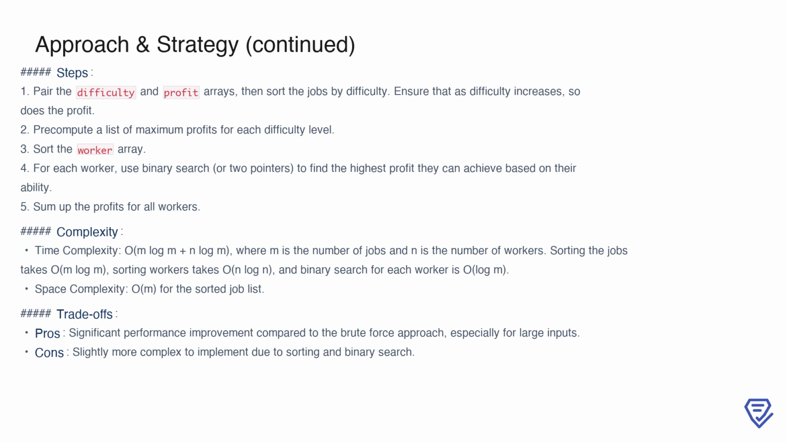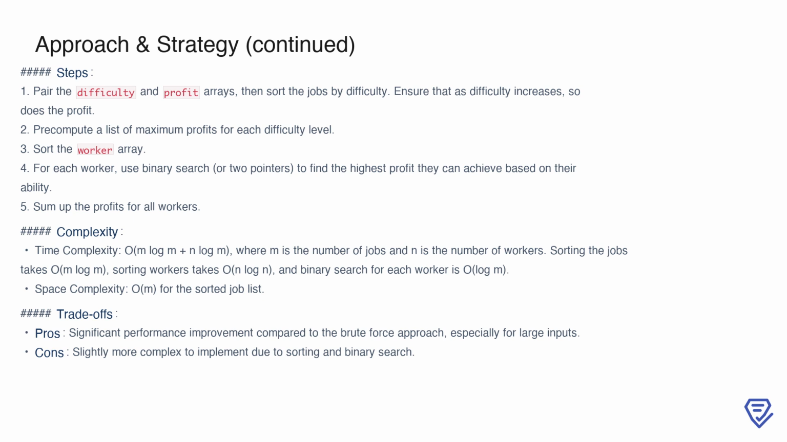Next, we sort the worker array so that we can process them in ascending order of ability. For each worker, we then use binary search or a two-pointer technique to find the highest profit they can achieve based on their ability. By summing up the profits for all workers, we arrive at the total profit.